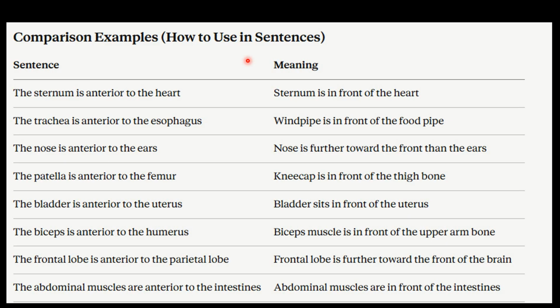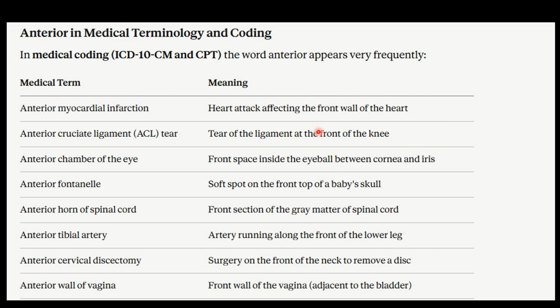Okay, so as I mentioned earlier also, we always use this term with some context, right? With some structures. So you can see every time we are talking about heart, food pipe, thigh bone, uterus, right? Different things. But the common thing is anterior, which always means the front. Okay, so this is just a common example. Now some of you might be thinking how it is utilized in medical coding. So I'll show you some examples so that it will give you clarity.